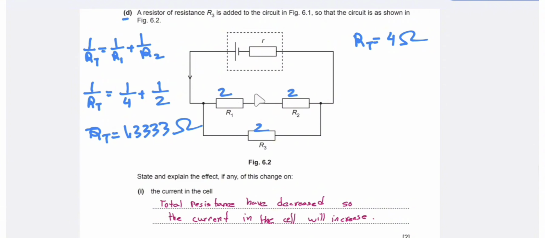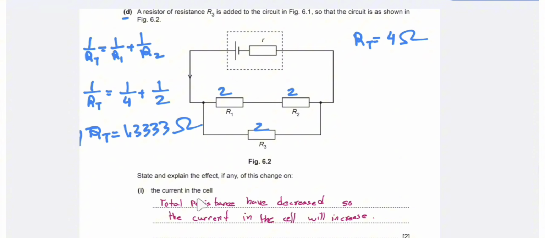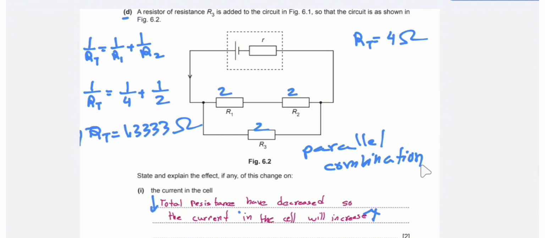As we can see, since an additional resistor is added in parallel, the total resistance has decreased. Since the total resistance has decreased, the current of the cell must increase. For a parallel combination, if we add an additional resistor in parallel, the total resistance decreases and the current must increase.